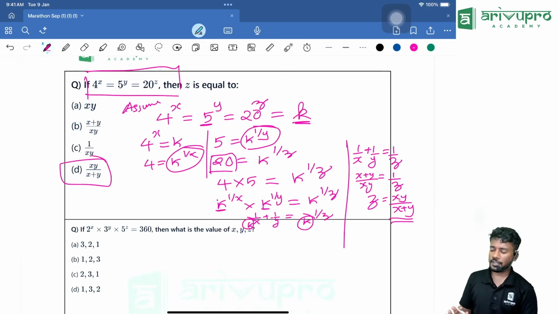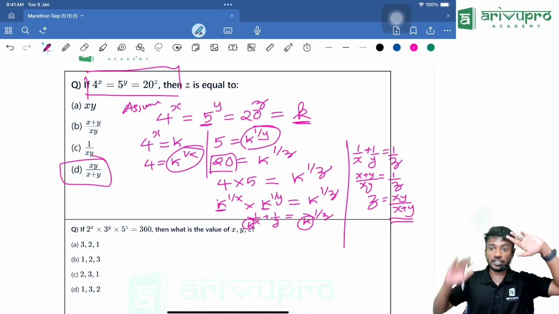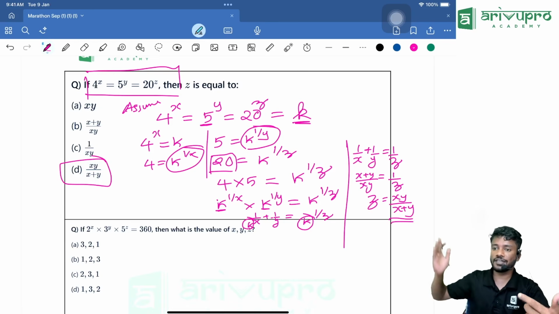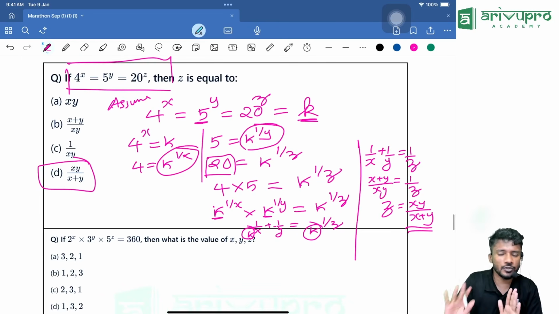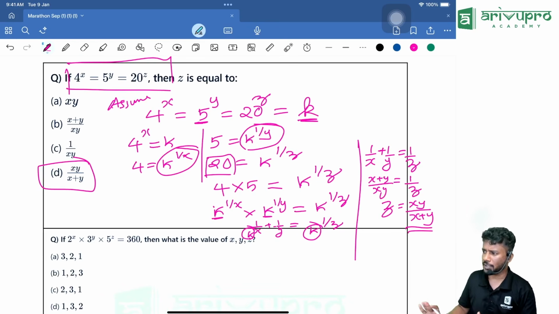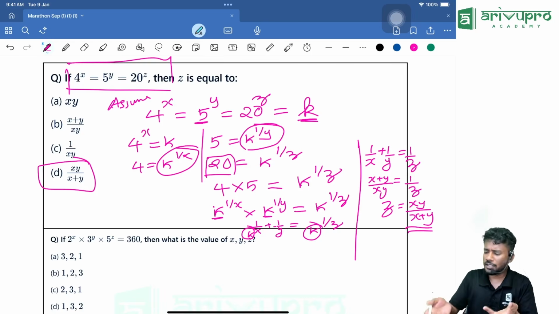So whatever may be the question, you can solve it this way. There is a shortcut for this type of question. I'm not telling the shortcut because sometimes when the pattern of the question changes, you will feel like you cannot do it. If you follow this method, whatever may be the question, you can solve it. Okay, follow this pattern. Assume it as k, then find the value of the subsequent numbers, then multiply and get the answer. Got it? Understood?